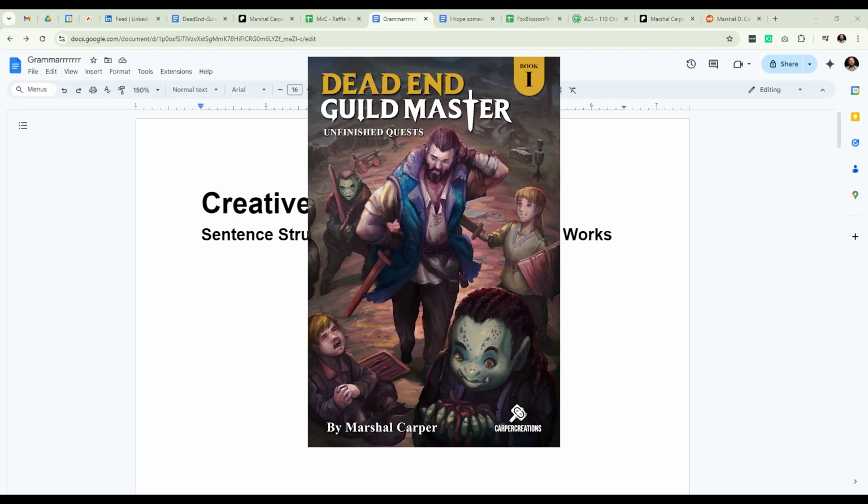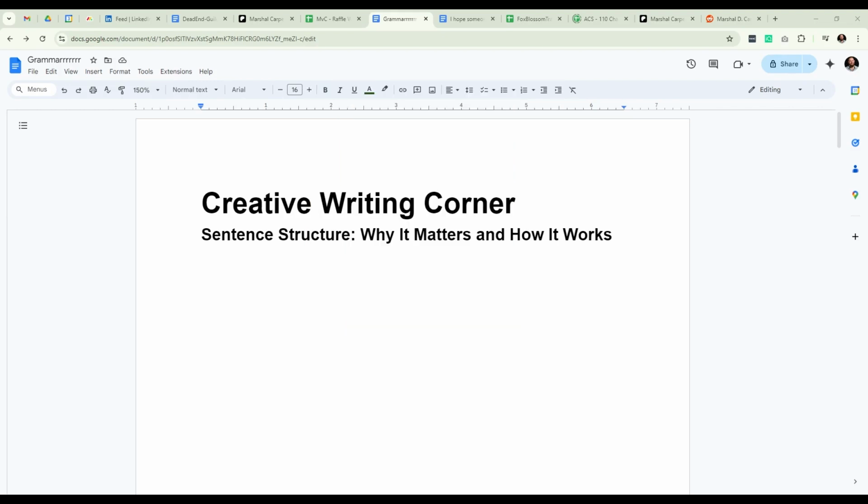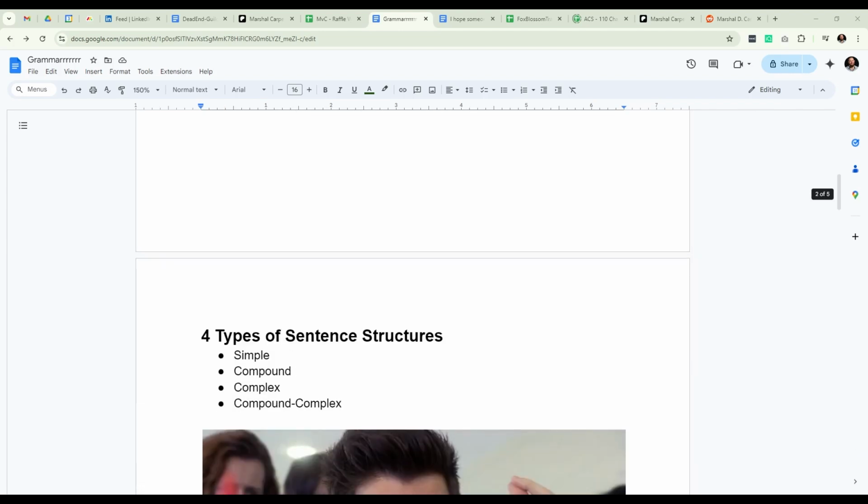I am the author of Dead End Guildmaster on Royal Road, and this is a series that I do to celebrate some techniques in writing. So whether you're an author yourself or you're just appreciating the craft of writing in the books that you read, I hope that you get something out of this. Today we're talking about sentence structure and how that impacts your writing.